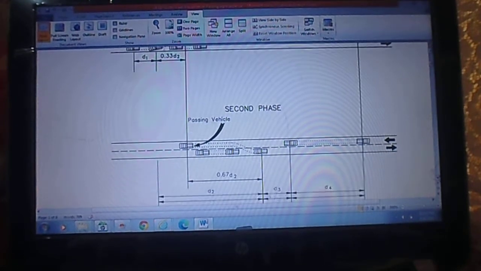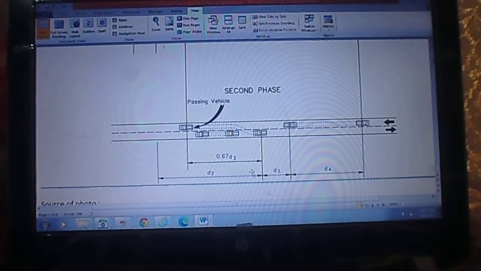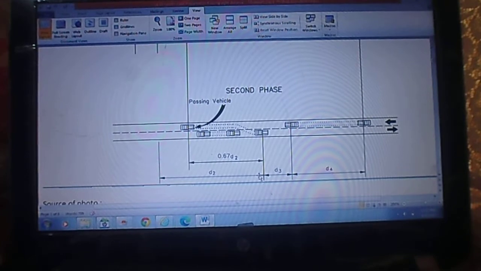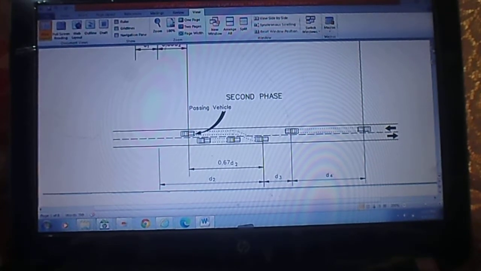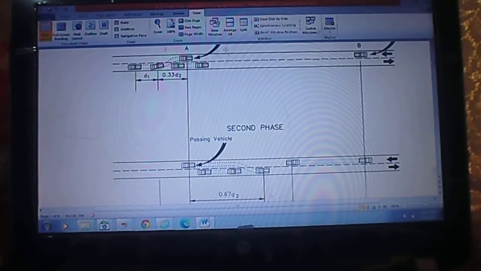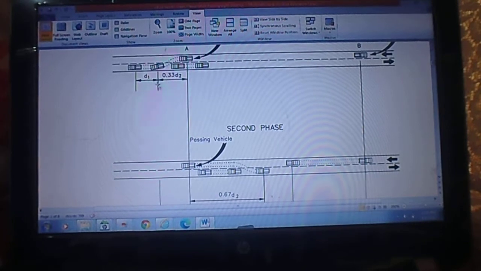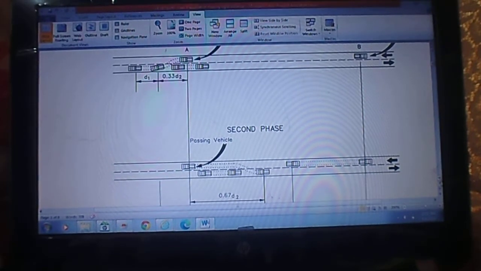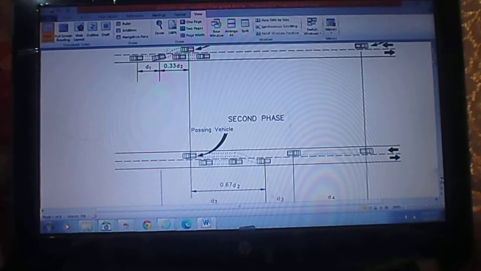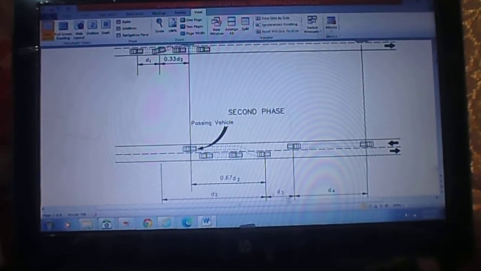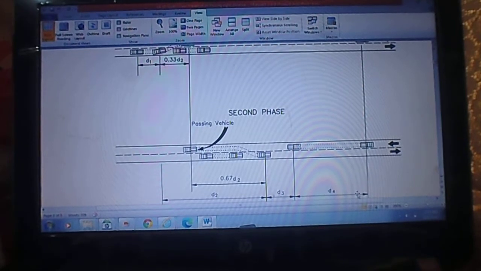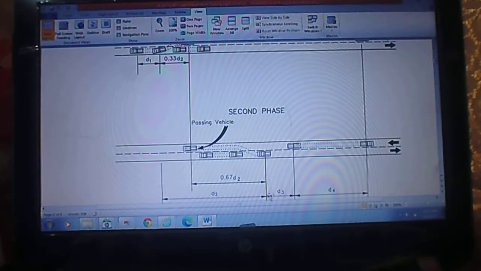D sub 2 is the distance traversed by the passing vehicle along the left lane. Shown in the sketch is D sub 1. The passing sight distance is actually the sum of D sub 1, D sub 2, D sub 3, and D sub 4. D sub 3 is usually given.